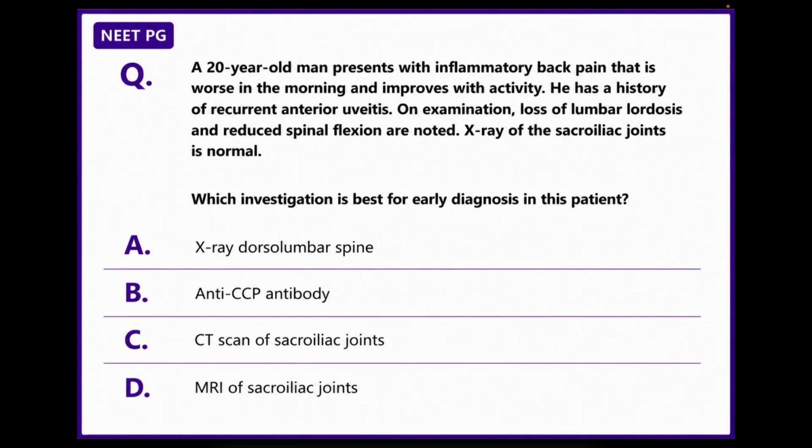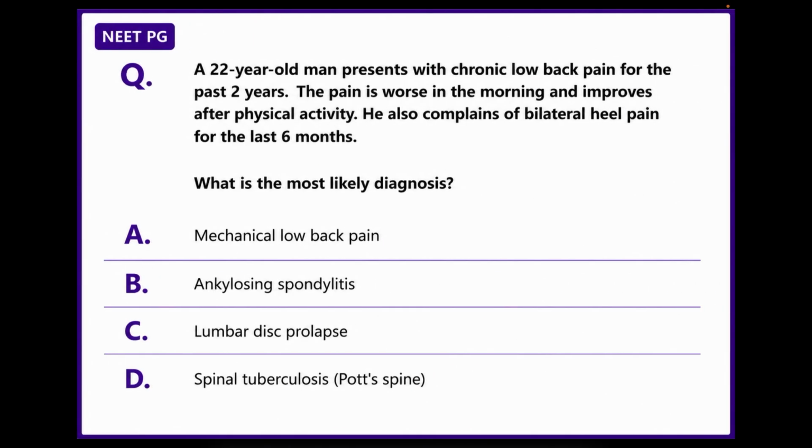Second question here. A 22-year-old man presents with chronic low back pain for the past 2 years. The pain is worse in the morning and improves after physical activity. He also complains of bilateral heel pain for the last 6 months. What is the most likely diagnosis?